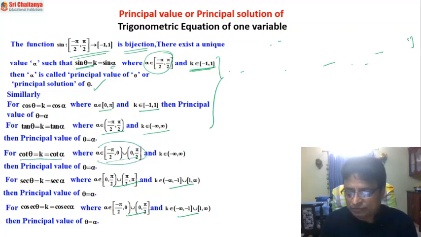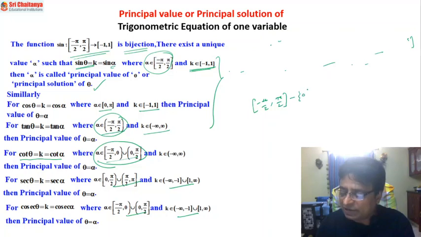where alpha belongs to, in cot and tan, the open interval minus pi by 2 comma pi by 2, and here minus pi by 2 comma 0 union 0 to pi by 2. The more important point is, in the closed interval minus pi by 2 to pi by 2, 0 is also a value, but here we are not considering 0. The reason is cot is not defined at theta is equal to 0.